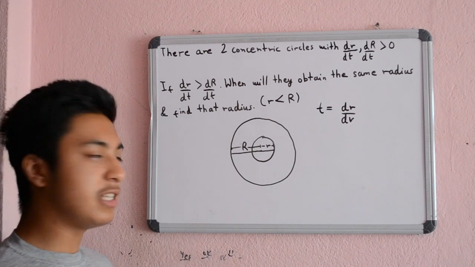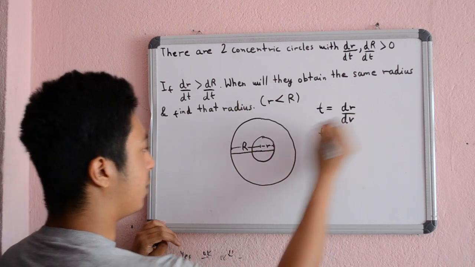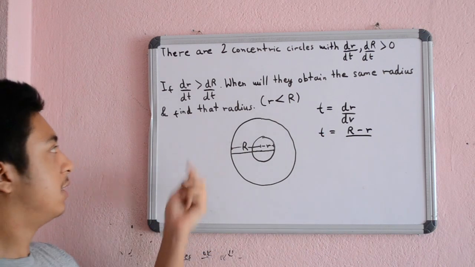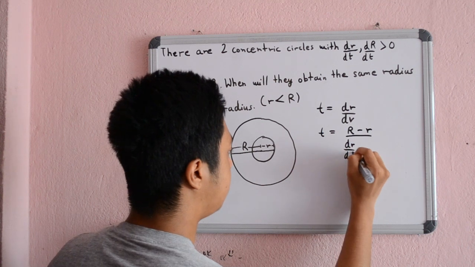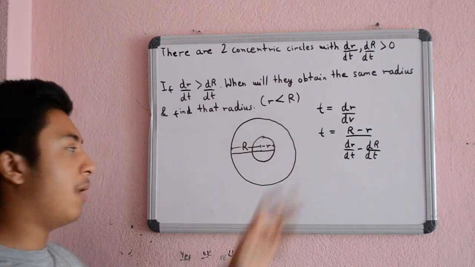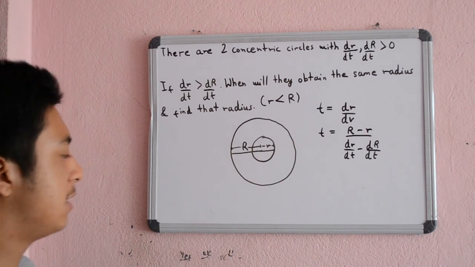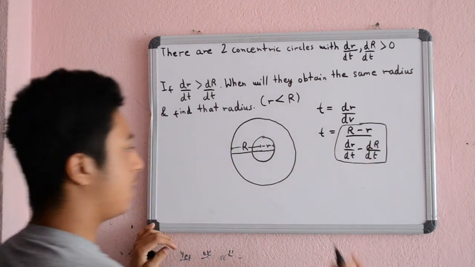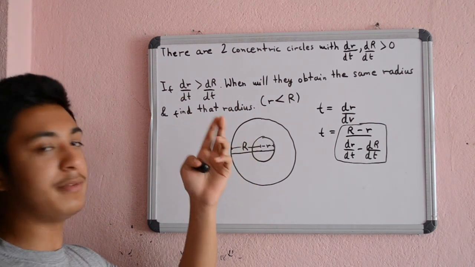Now here, let's say initially the radii are r and R. That means the time taken will be capital R minus small r, over the change in velocity. Since dr/dt is greater, we have to put it first, dr/dt minus dR/dt, so that we get both of them positive, because time is obviously a scalar and positive. And here, this is the general formula.